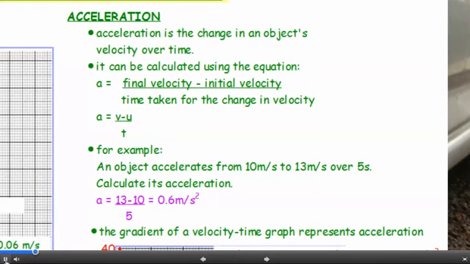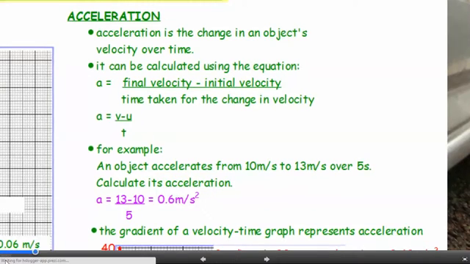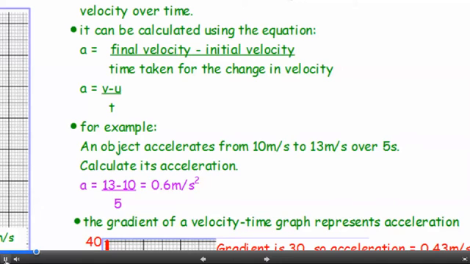So here's an example of that calculation. An object accelerates from 10 meters per second to 13 meters per second over a time of 5 seconds. Calculate its acceleration. So let's put it into the equation then. The final velocity is 13 meters per second, so put 13 in first. The initial velocity is 10 meters per second, so put the 10 in after that, so it's 13 minus 10, divided by the time taken for the change, divided by 5. So the acceleration is 0.6 meters per second squared. Acceleration is in meters per second squared.